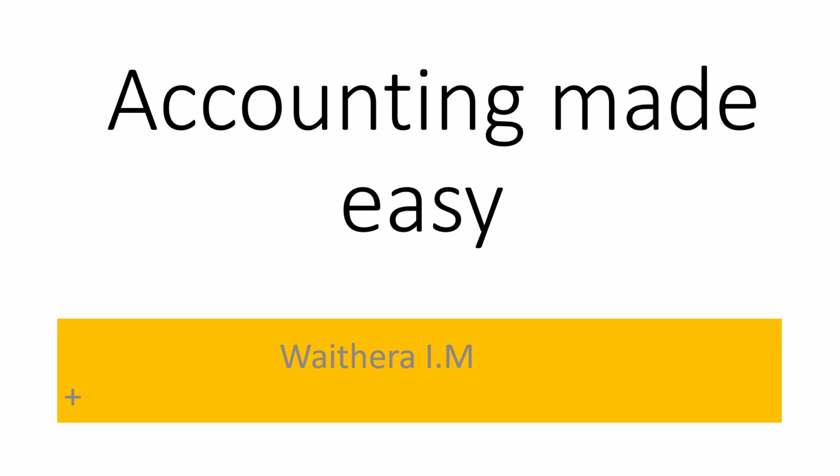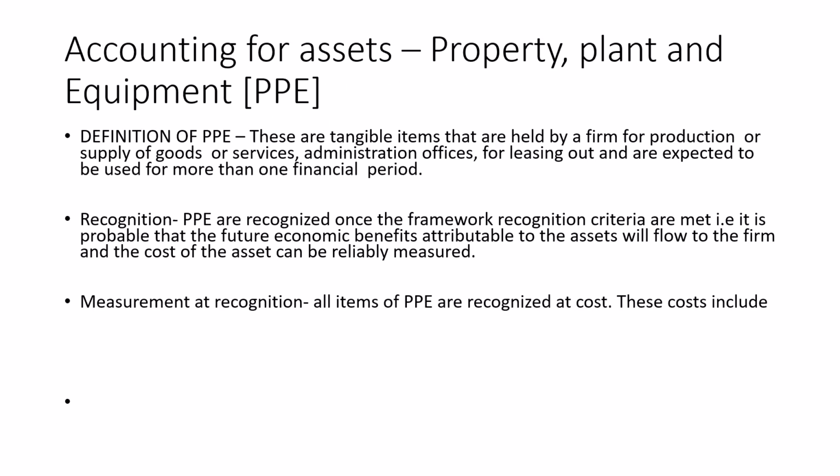We are now tackling the accounting for assets. To begin with, we have property, plant, and equipment, that is PPE. We want to define the term property, plant, and equipment, and we are saying these are tangible items that are held by a firm for production or supply of goods or services, administration units, or leasing out, and are expected to be used for more than one financial period.